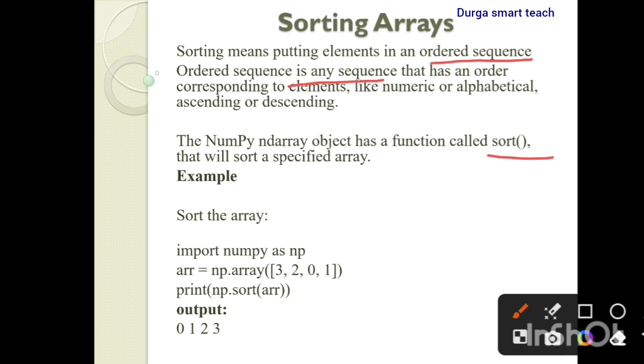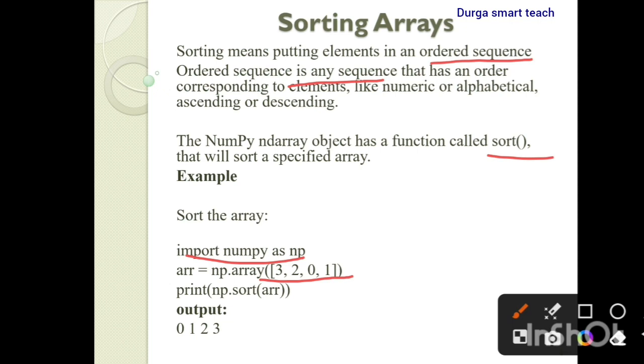So here, see the example. Import numpy as np. You need to use numpy while creating arrays or to use the sort function. After that I am creating one array. The array name is arr equals np dot array of 3, 2, 0, 1. These are the array elements. If you observe, these are not sorted, not in order, not in sequence. So I want to arrange these elements in some order.